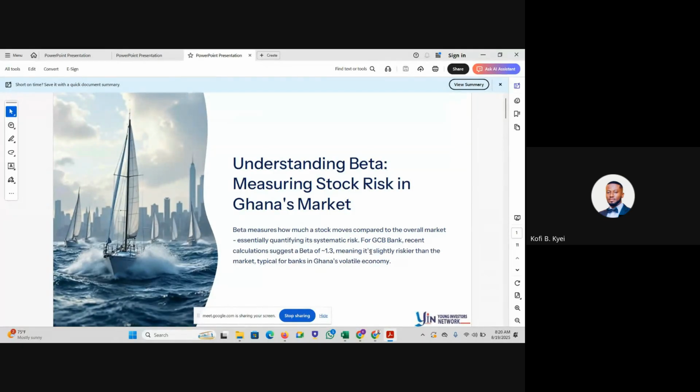Okay, so understanding beta. Beta is also part of the component when you're calculating the cost of equity. I wanted us to also go into beta so that we can break it down to understand. I will share the slides with you.